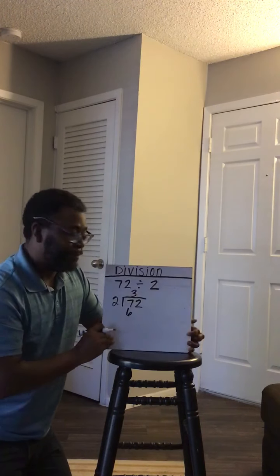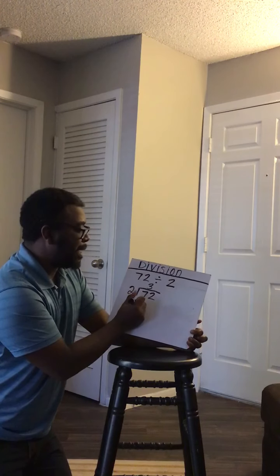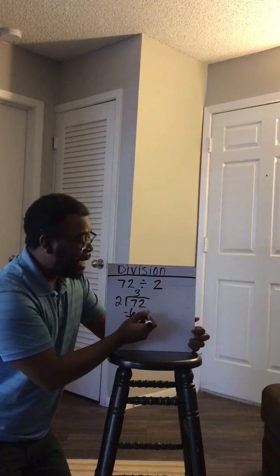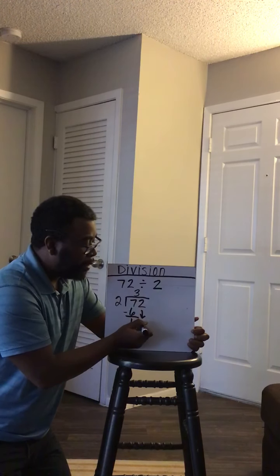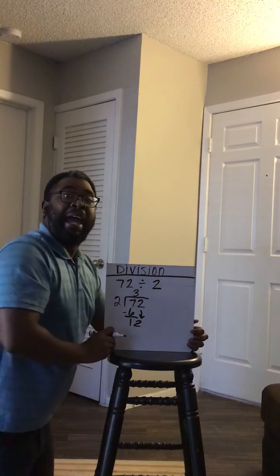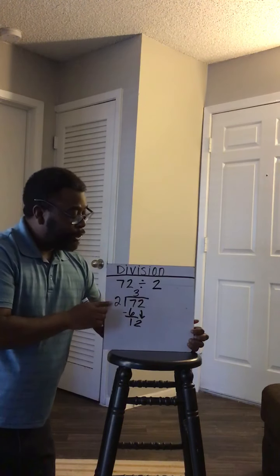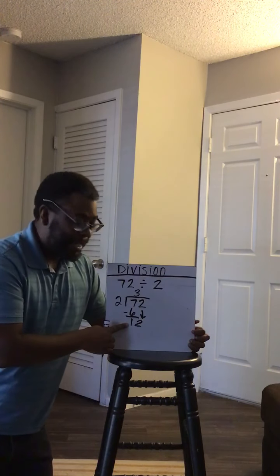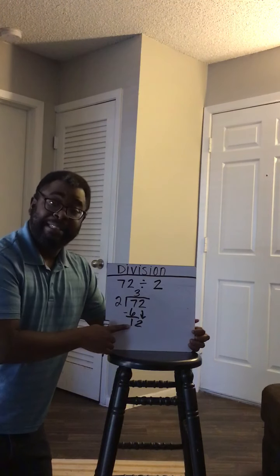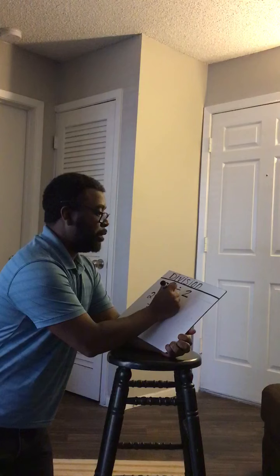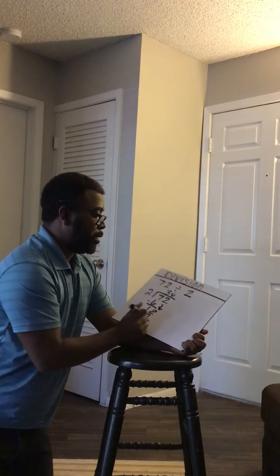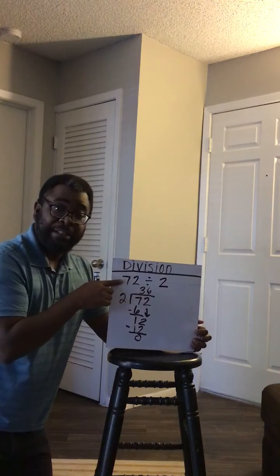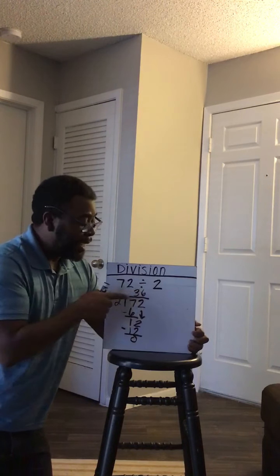gets me 6. If I take away 6 from 7, that leaves me with 1 left over. But I can't have a remainder, so I've got to bring down the 2. And then I start the process over. 2 times what gets me 12, or at least as close as I can get. I know that 2 times 6 is equal to 12. 12 minus 12 leaves me with 0.